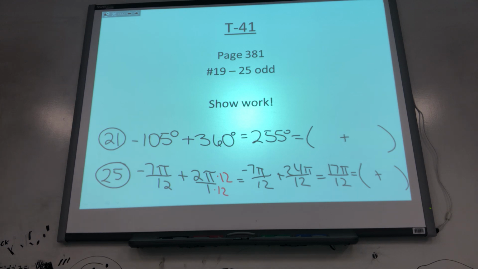You may have to kind of make a list out, like I showed you in the notes. Radians take a little bit longer to do than degrees.